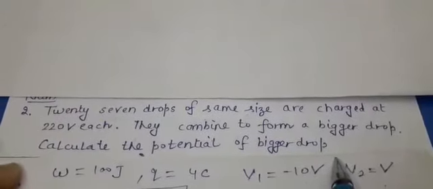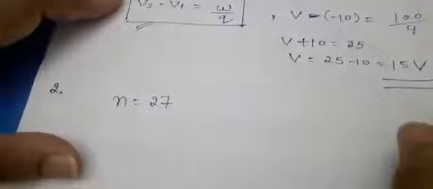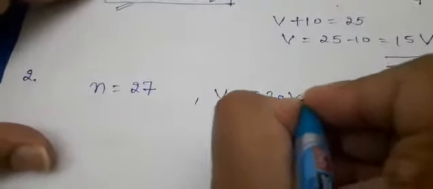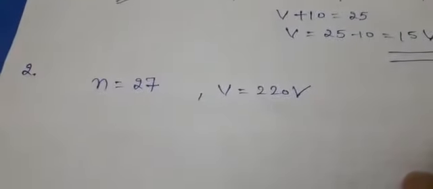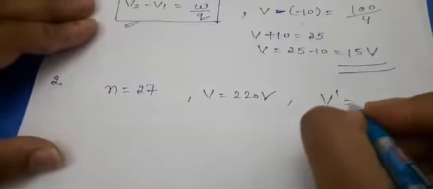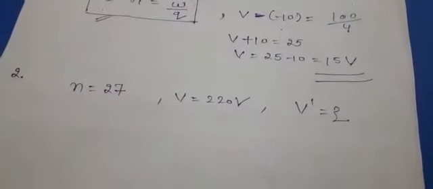See, 27 drops of same size have been given. The number of drops is 27. Each drop is charged to a potential of 220 volts. First of all, we will collect the data that has been given in the numerical. They combine to form a bigger drop. We have to find the potential of the bigger drop, that is V dash.